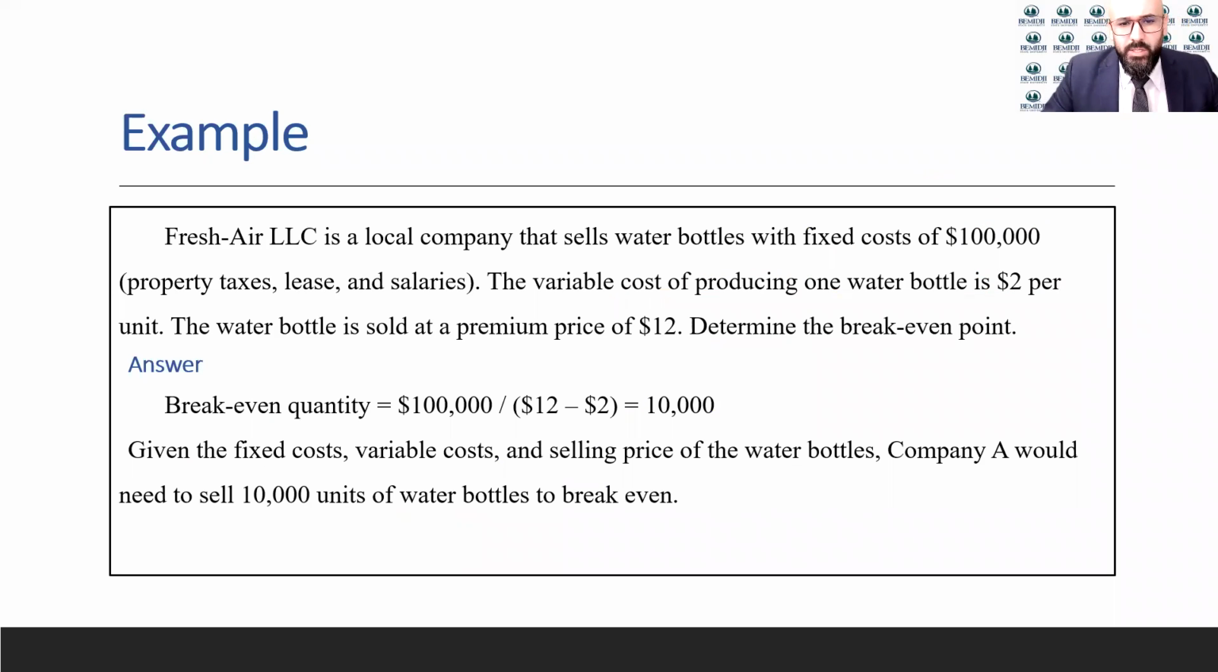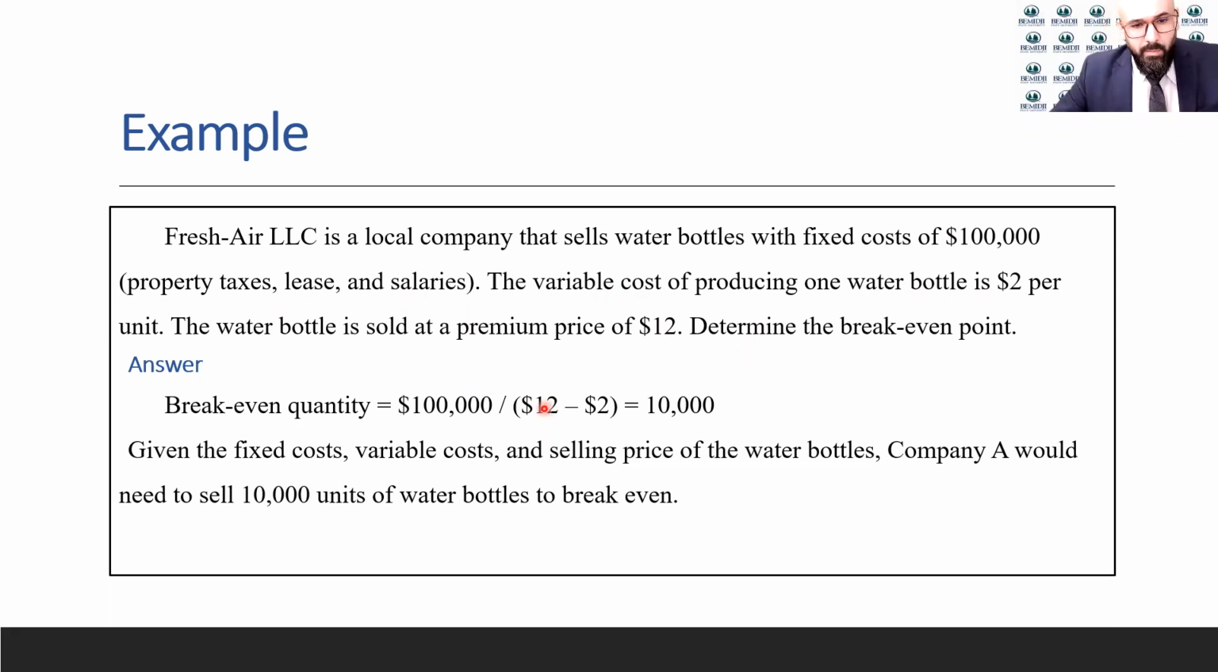All right, let's take a look into this example. Fresh Air LLC is a local company that sells water bottles with a fixed cost of 100,000, including the taxes, lease, and salaries. The variable cost for one water bottle is $2 per unit, and the water bottle is sold at a premium price of $12. Determine the break-even point.